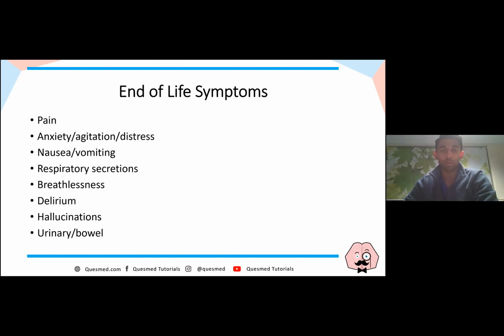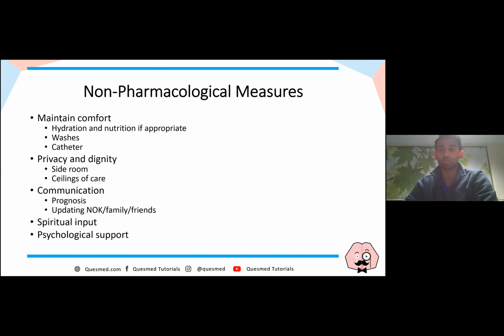So let's just go through some of them. This is just a general framework for approaching palliative care. So always start with non-pharmacological first. Remember that your focus is comfort, quality of life, symptom control. So finding ways to hydrate and nourish patients in a way which isn't invasive is important.